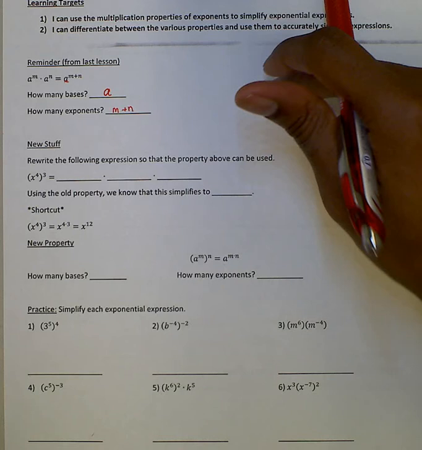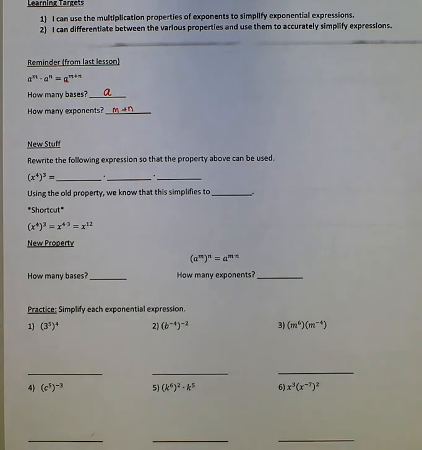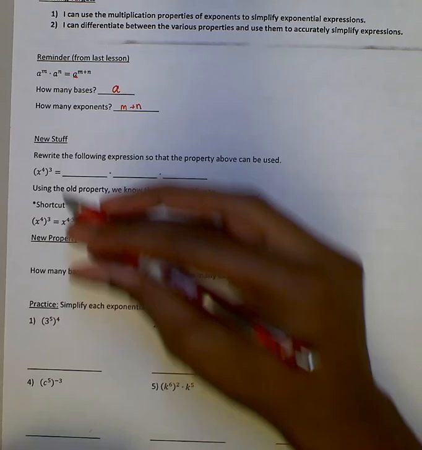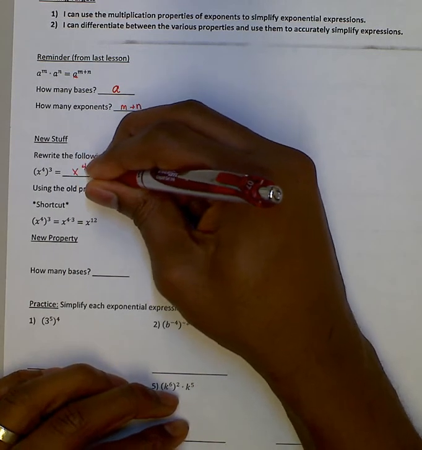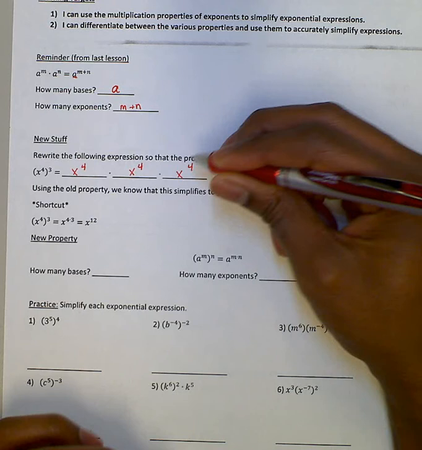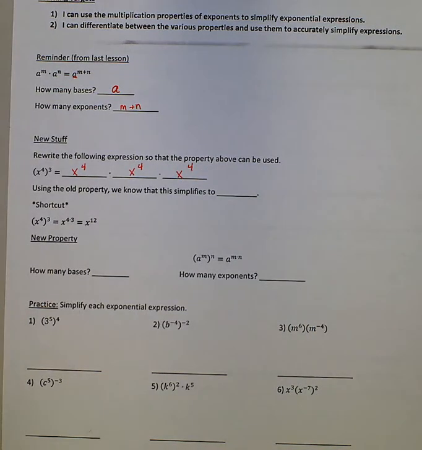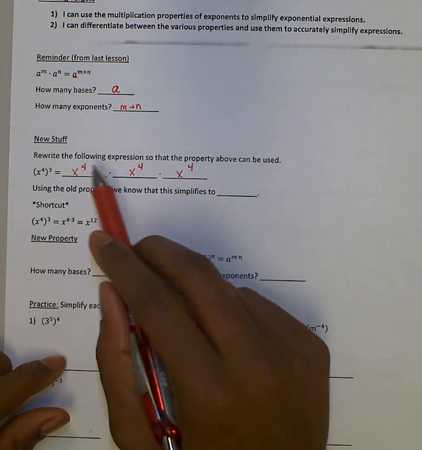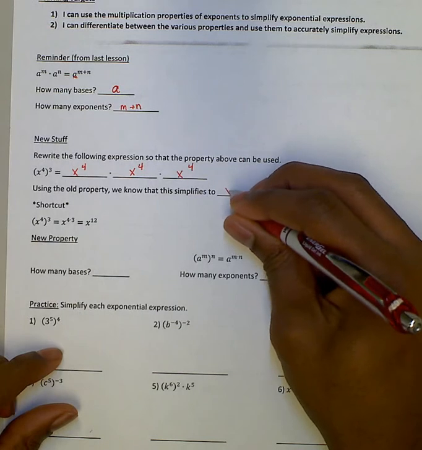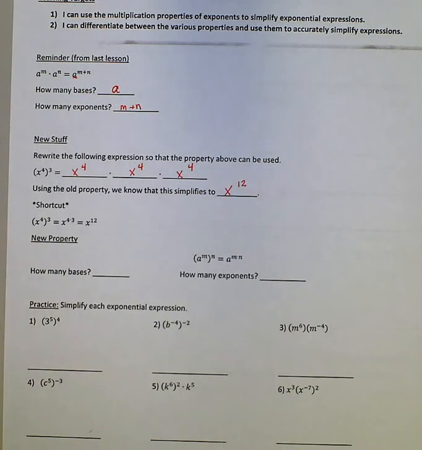Now, adding to that, or a little bit different from that, we're going to rewrite the following expression so that the property above can be used. We have x to the 4th cubed. Okay, x to the 4th to the 3rd power. We're going to rewrite that as x to the 4th 3 times. So using the old property, we know that this simplifies to x to the 4 plus 4 plus 4, just 8, 12. X to the 12th. Okay, notice the base stays the same.